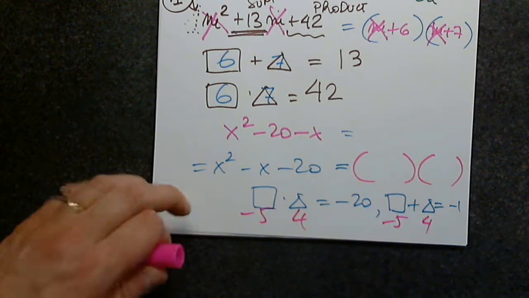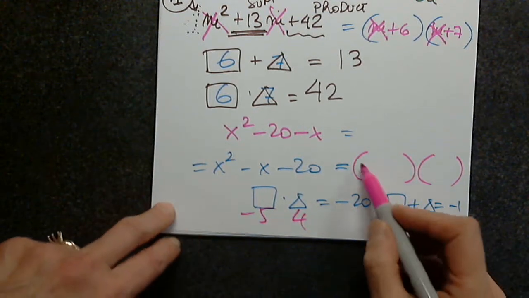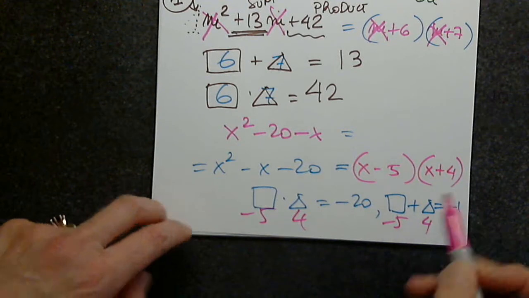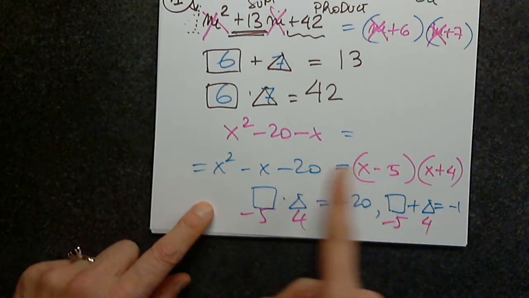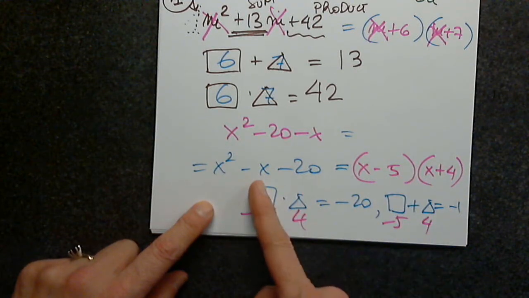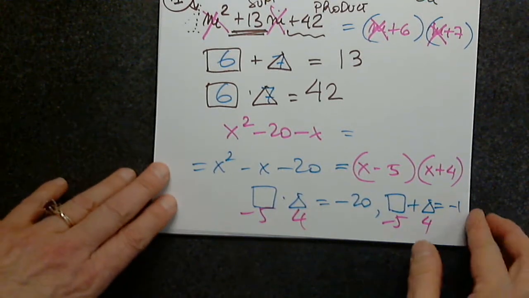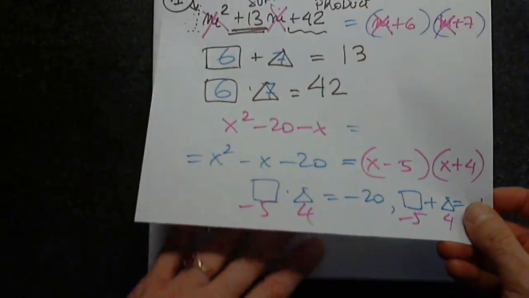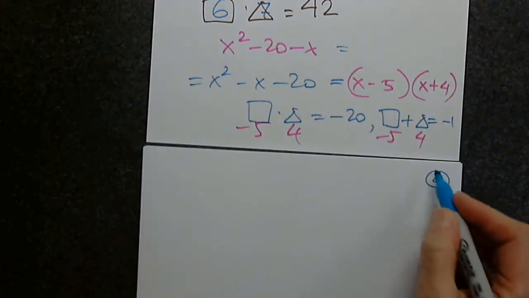So then, can anyone give us the factored form of this? x minus 5, x plus 4. Very good. It will take you less than 10 seconds to check this. x times x is x squared. +4x minus 5x is -x. -5 times 4 is -20. Any questions? Very good.